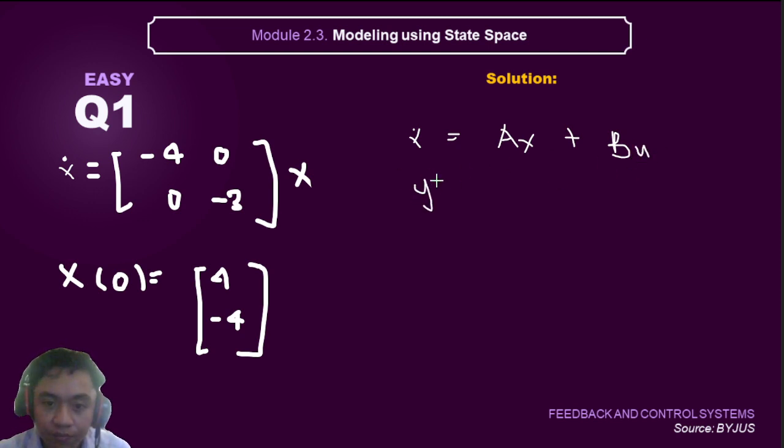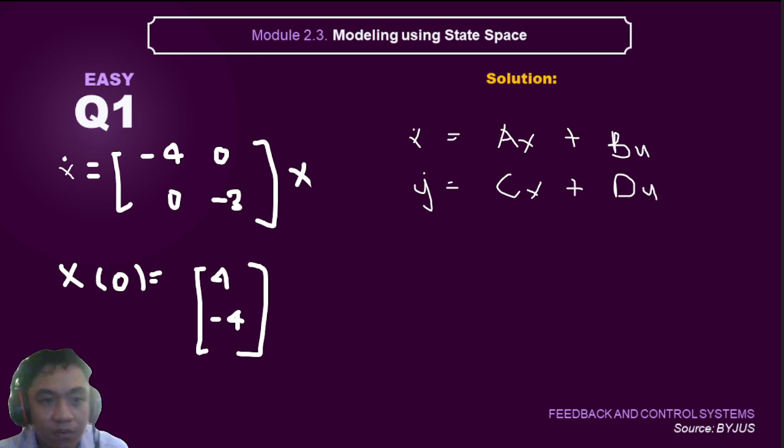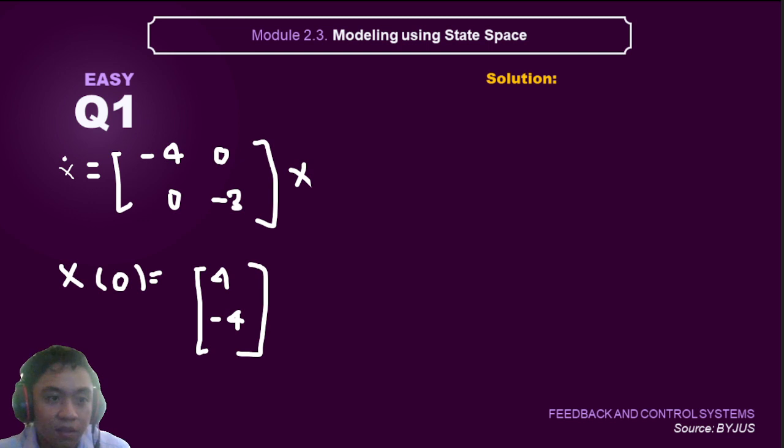And then the output vector, I mean the output matrix C, is multiplied by the state variables, added to the feedforward matrix D multiplied by the input variable. Okay, so now that we know that, let's continue.